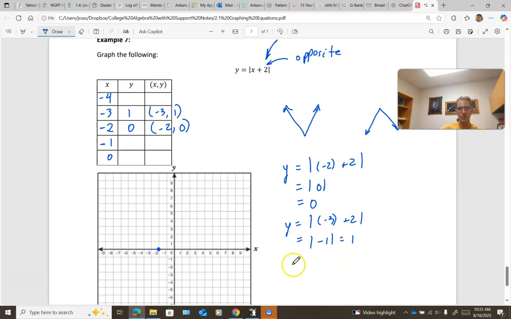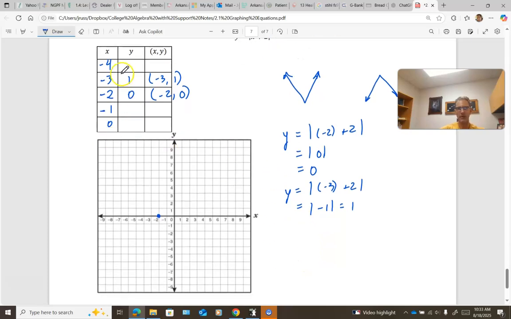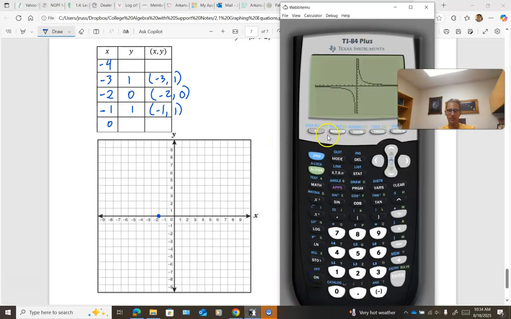And I'm going to do one more as well. Let's plug in -1, and then we'll get these other two from the calculator. So y equals the absolute value of -1 plus 2. -1 plus 2 is 1. And the absolute value of 1 is already positive, so it's going to stay positive. Okay, so -1, 1. All right, so I'm going to get my last two values of y from my calculator, because I want to show you how to graph these types of functions.